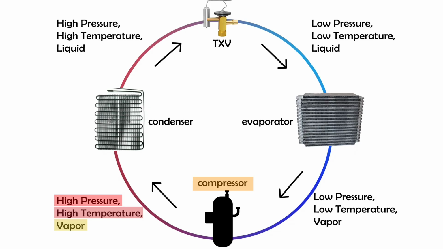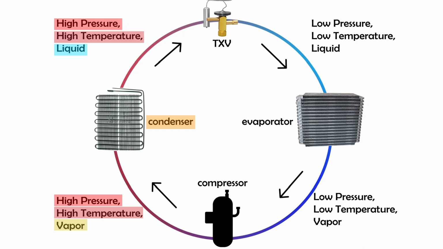Next, the high-pressure, high-temperature vapor enters the condenser. Here's where the first phase change happens, from vapor to liquid. The condenser acts as a heat exchanger, allowing the refrigerant to release heat to the surroundings, typically outside air. This process happens at a constant pressure and is known as the saturated state, where the refrigerant begins to condense. By the time it exits the condenser, the refrigerant is now a high-pressure, high-temperature liquid. This is also why the condenser is usually located outside. It needs access to cooler ambient air to help remove the heat.